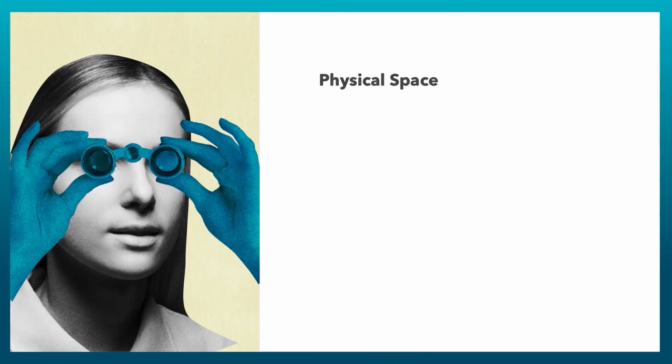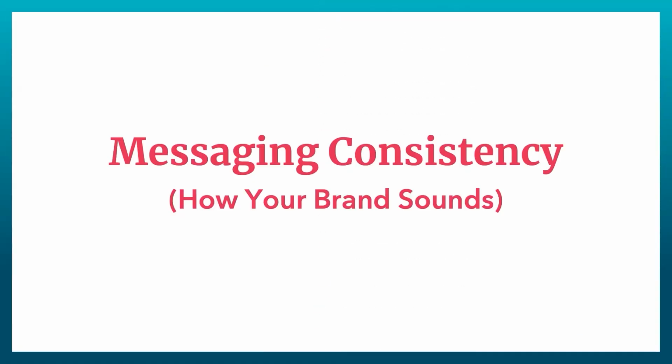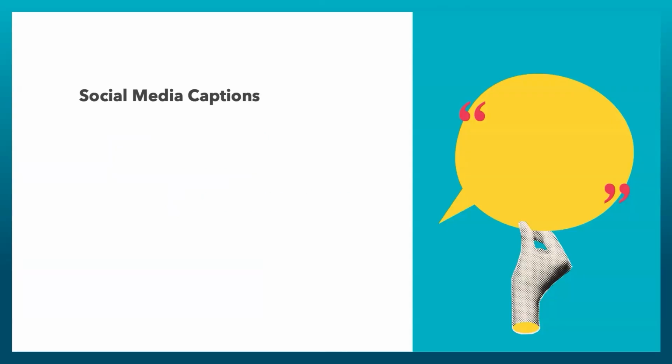Finally, there's the physical space. Are your brand colors prominent? Does the space match your brand personality? Moving on to messaging consistency. Check your social media captions. Do they reflect your brand personality and tone of voice? What about your website copy?